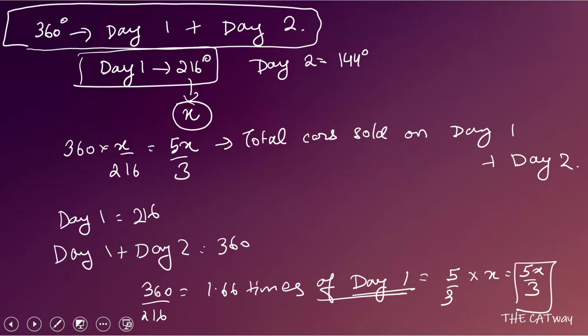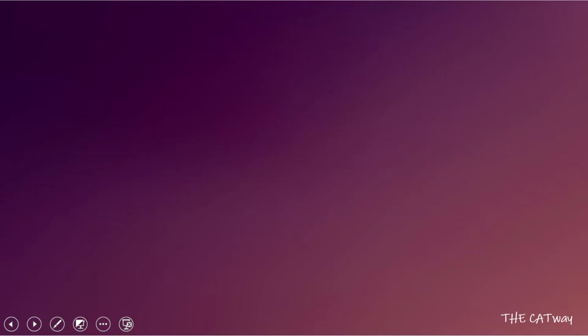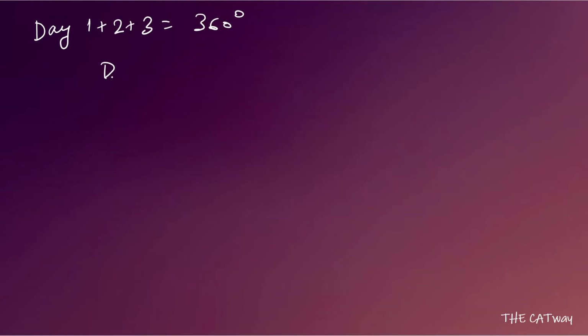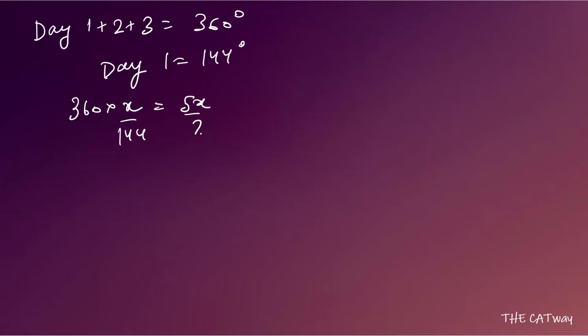Now we'll find out for day 3. Okay, so let's see for day 3. On day 3 what is given is that day 1 plus 2 plus 3 is equal to 360 degrees, whereas day 1 is equal to 144 degrees. So how much is the total number of cars sold on the first 3 days in terms of day 1? It will be given by 360 into x divided by 144, sorry guys, which would give me 5x by 2.